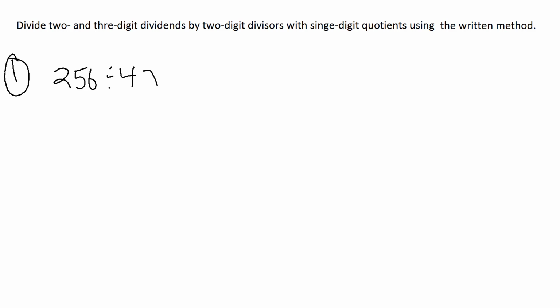First thing we want to do is estimate what our potential answer may be. And we start by rounding off. 47 rounds off to 50, and 250 will round off our dividend, since it's a multiple of 50, and that equals 5. So we are looking for a quotient around 5. Let's go ahead and set up our equation.